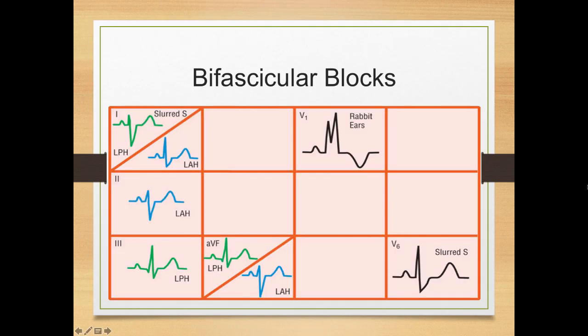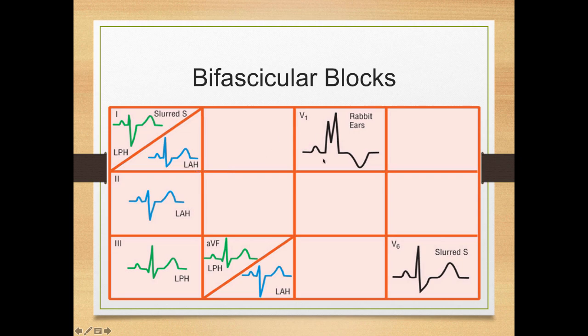With our bifascicular blocks, we're going to have a wide QRS complex. And if we look at V1, we're going to have a right bundle branch block always. So looking at our J point and using our turn signal method, it goes up. I'm thinking right bundle branch block, right? So I'm going to have slurred S waves in V6 and lead 1. Might have rabbit ears, might not, but we'll probably have rabbit ears. And then I'll either have a posterior hemiblock or an anterior hemiblock.